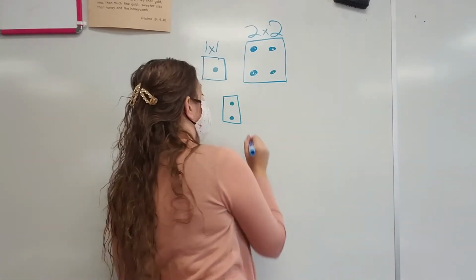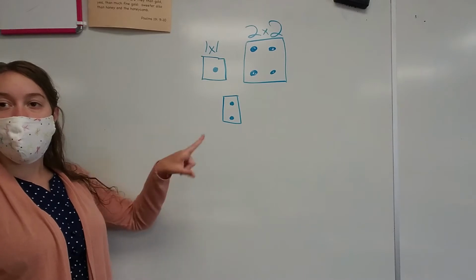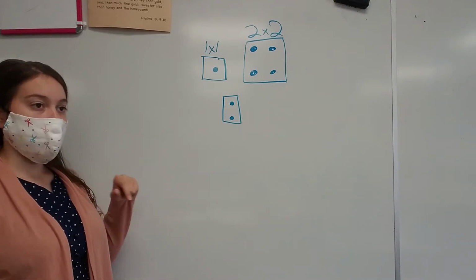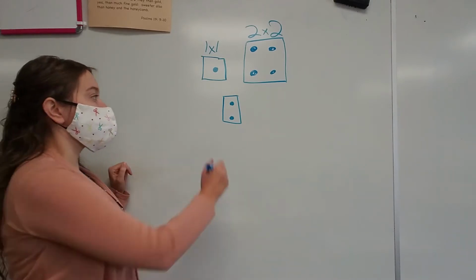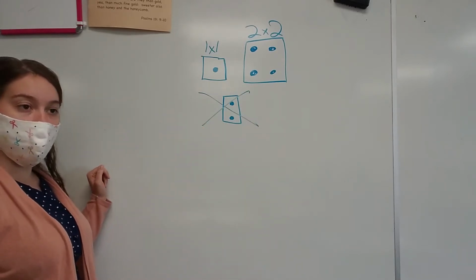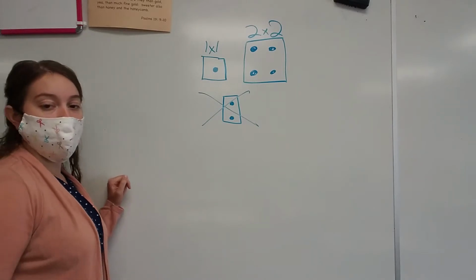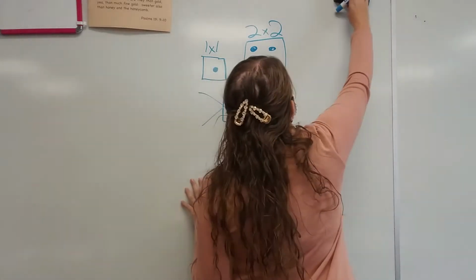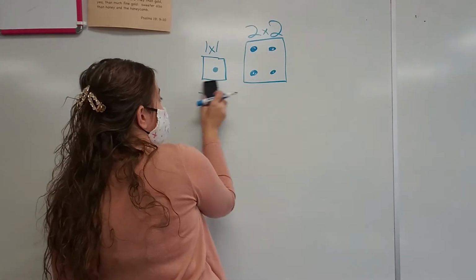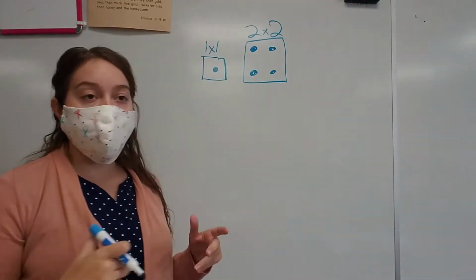Now, what if I do 2? Is this a square? No. This is a rectangle because it's 2 by 1, right? So we can't make 2 into a square. Does that make sense?